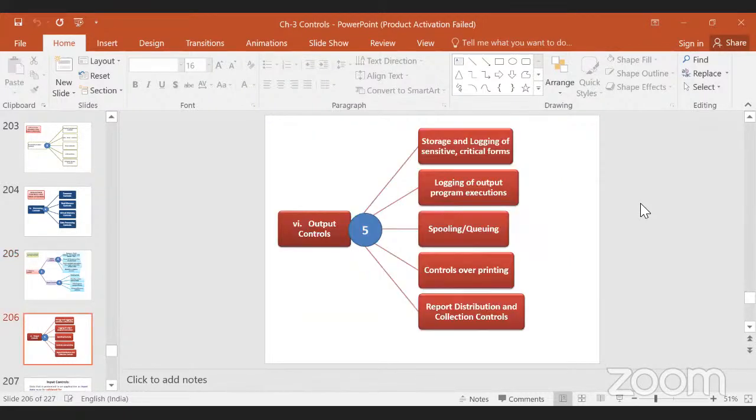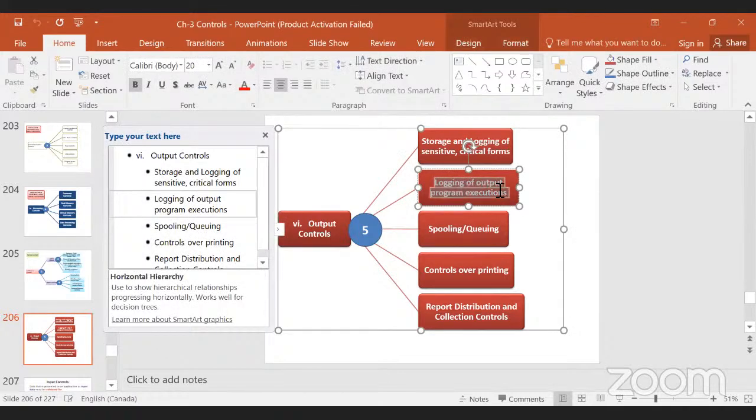Now the last one is output control. It's very simple. Storage and logging of sensitive critical forms. So we have seen the example of DD, demand draft form. Here you can take any other kind of critical forms which should be kept in a secret or confidential location if it is so confidential. Then the second one is logging of output program executions.